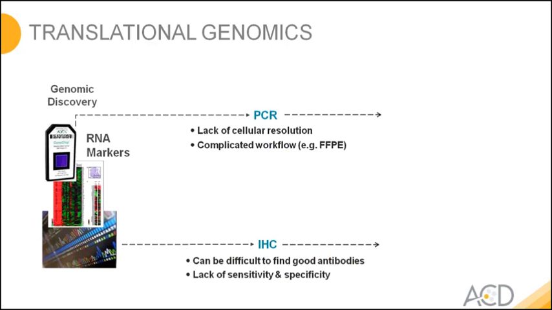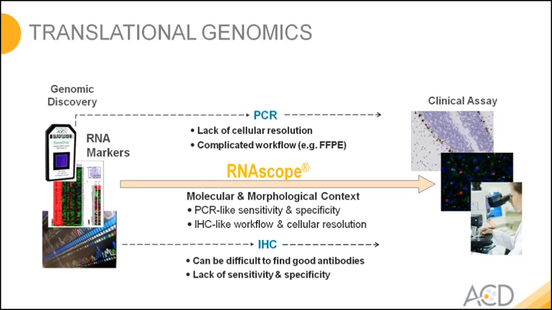You can design your probes as you want them. IHC is a great technology if you have a great antibody. So you get the tissue context. However, very often it's difficult to control the antibody sensitivity or specificity, and very often you cannot find a good antibody at all. So RNAscope gives you the best of both worlds and integrates these steps. So you get the molecular detection and you get the morphological context. You have an IHC-like workflow with a tissue context, at the same time a PCR-like sensitivity and specificity.